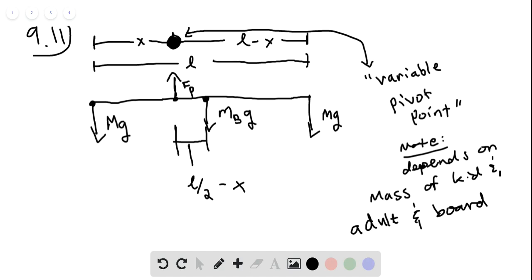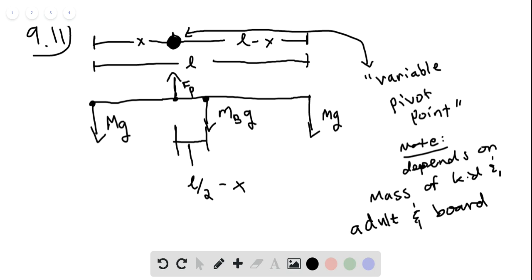Chapter 9, Problem 11. A 75 kilogram adult sits at one end of a 9 meter long board. His 25 kilogram child sits on the other end. A, where should the pivot be placed so that the board is balanced, ignoring the board's mass? And B, where should it be placed if it has a mass of 15 kilograms and it's uniform?